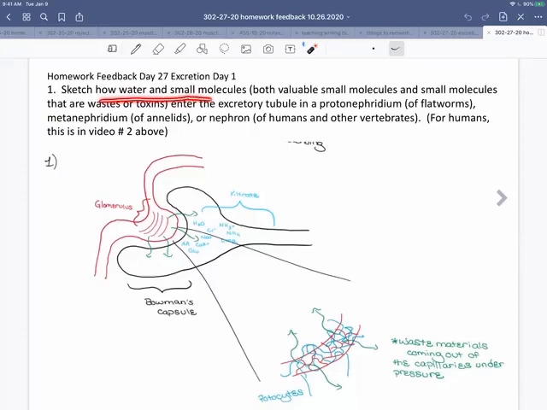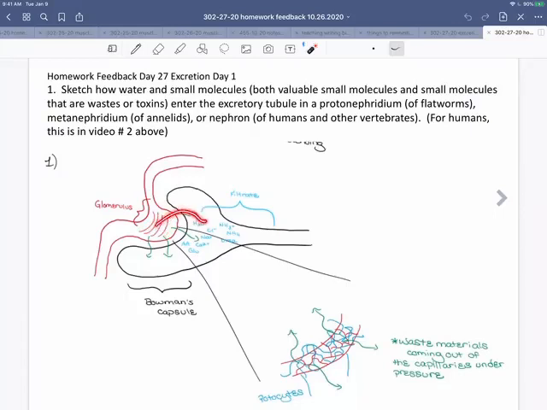For excretion, how do water and small molecules, both valuable molecules and molecules that are waste or toxins, enter the excretory tubule in these various organisms? And this is the basic idea. There's some kind of filtration. This is for a human or a mammal. The glomerulus for any vertebrate.